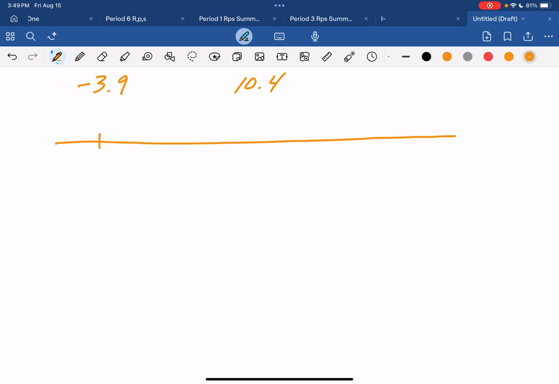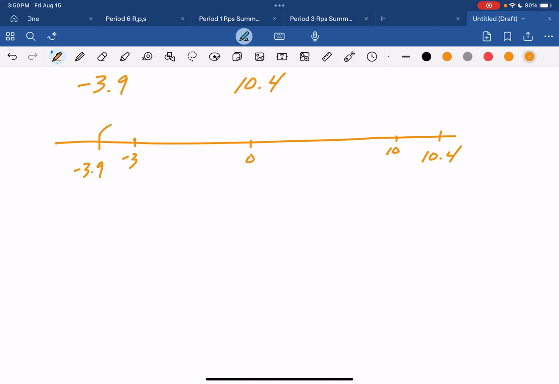The first thing is just to locate negative 3.9 roughly and 10.4. Now what I'm doing right here is called an open number line because I don't have any subdivisions in it. And it's a really powerful tool for thinking about arithmetic. And then what we want to think about is just some friendly numbers. So the next friendly number in here would be negative 3, and then I'm going to go to 0, and then I'm going to go to 10. And I'm going to make jumps.